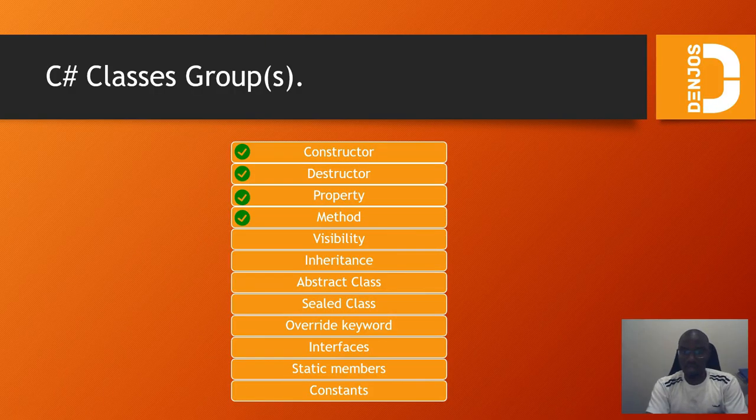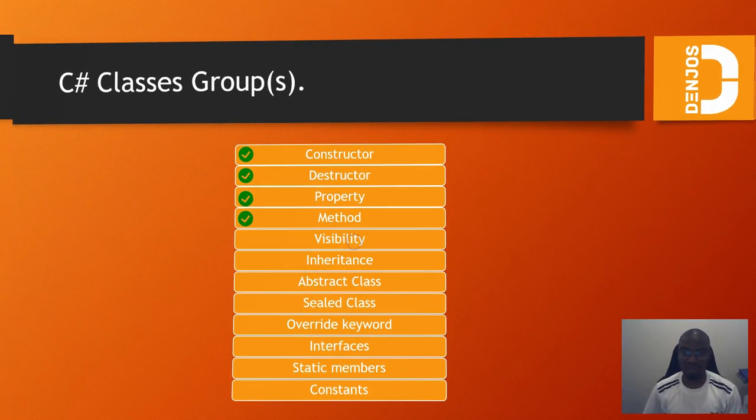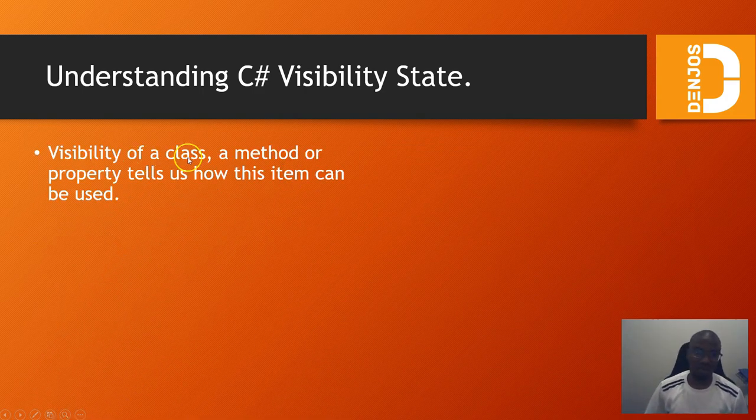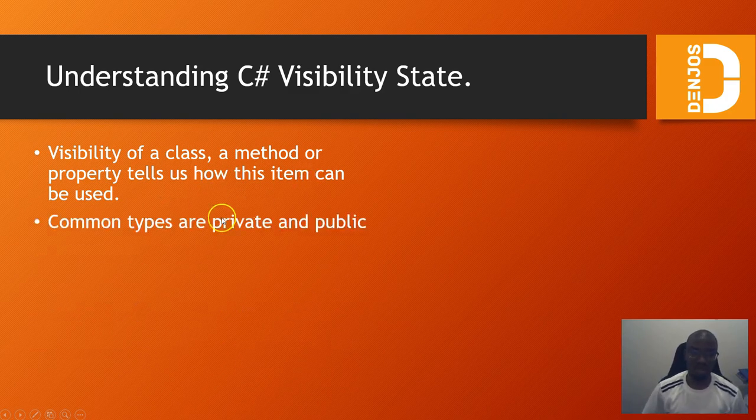Okay. Still on class groups. We've covered constructor, destructor, property, method, and now we are on visibility state. Before we flip into Visual Studio and do some coding, let me just break it down for you. Understanding C# visibility state. Visibility of a class, a method or property tells us how this item can be used. Common types are private and public. You see them almost everywhere, but it doesn't mean you will not meet the other ones like internal, protected, and so on.